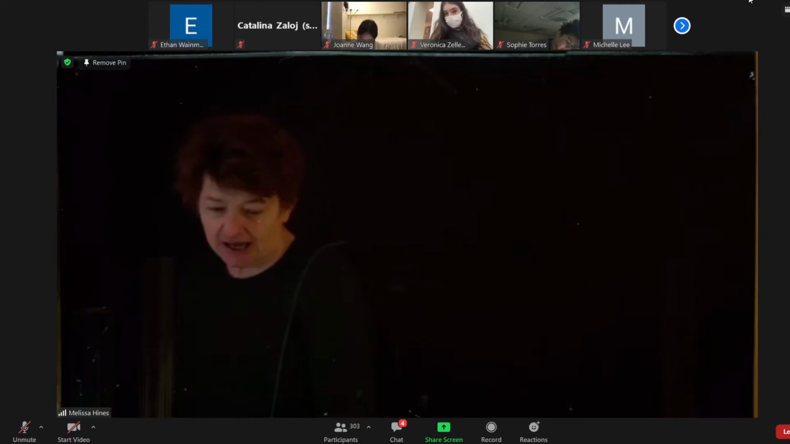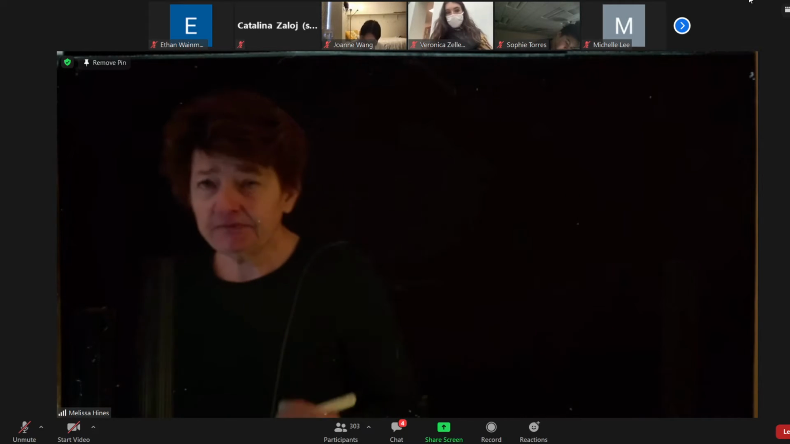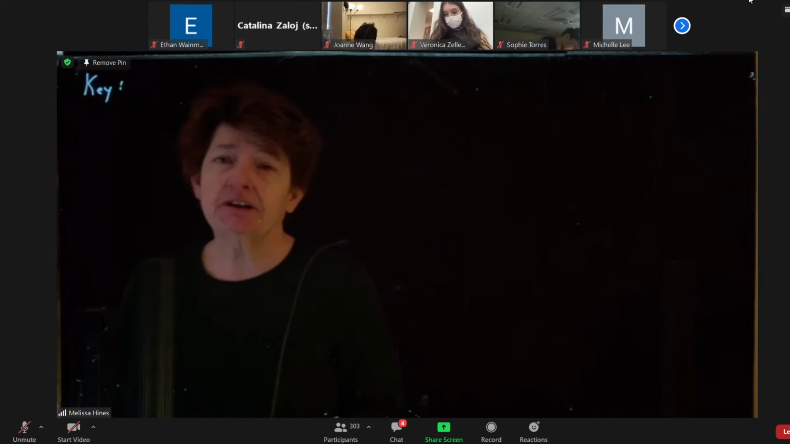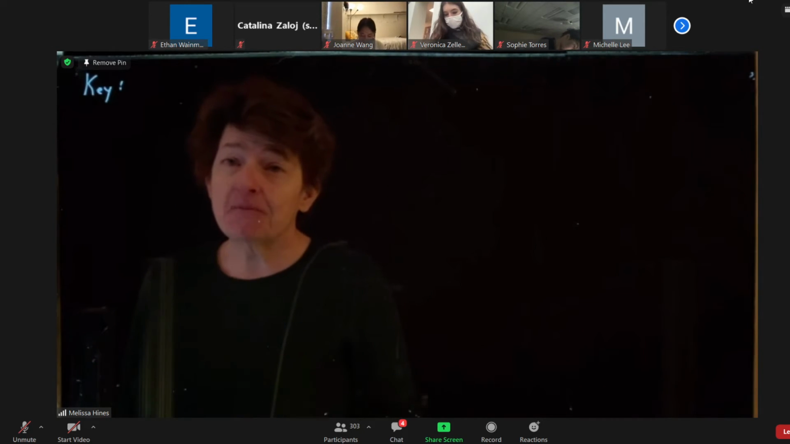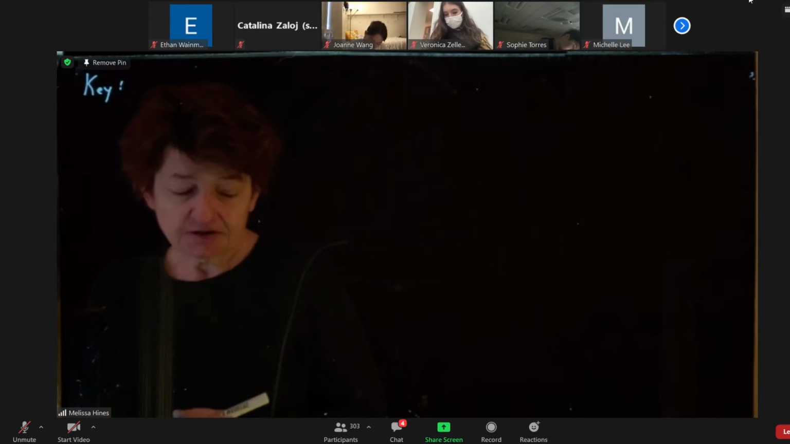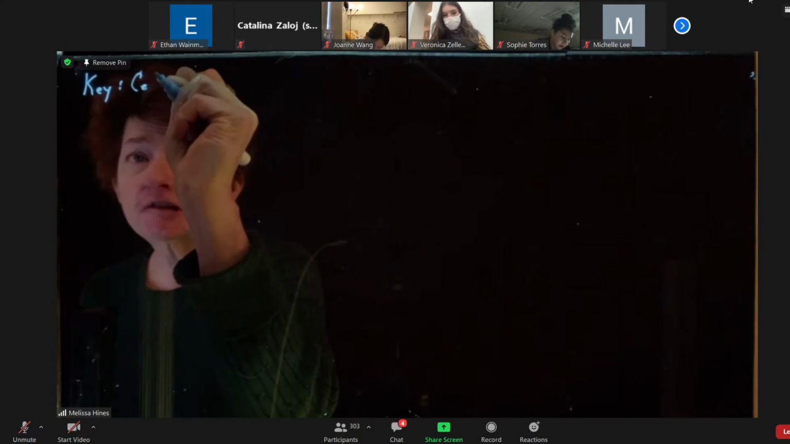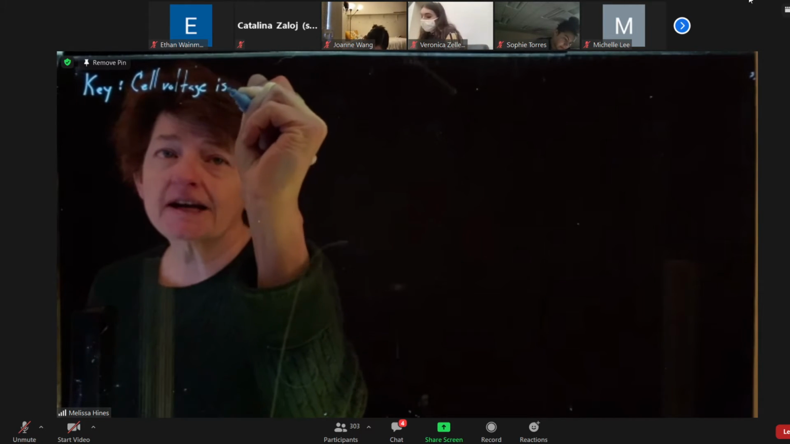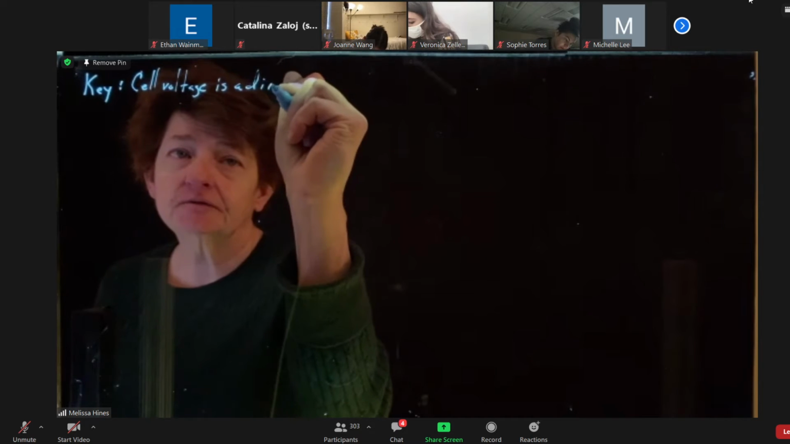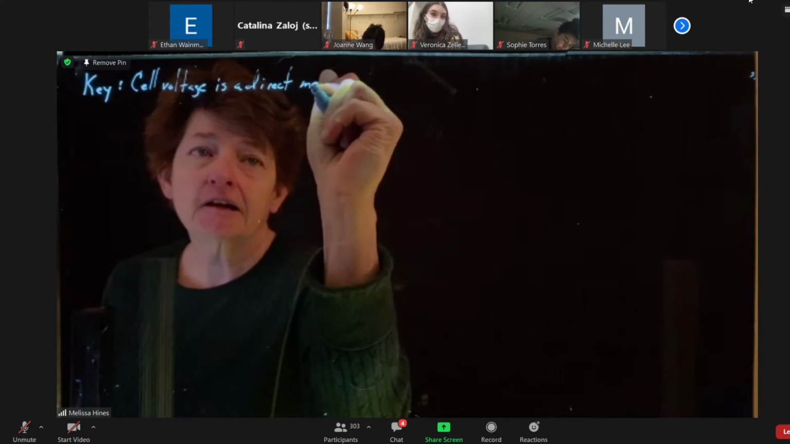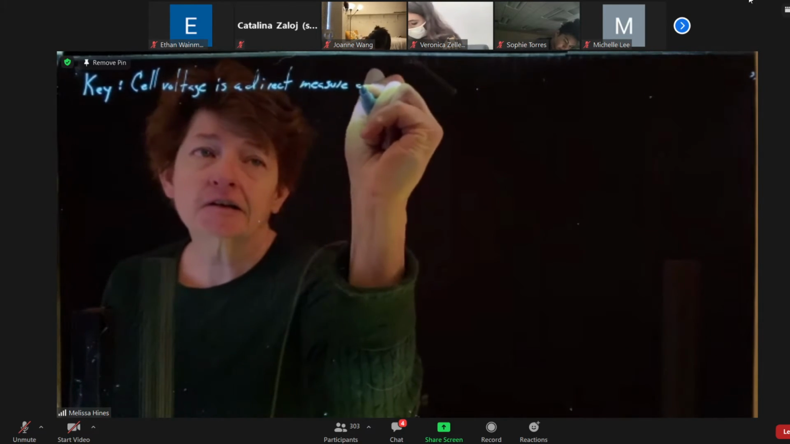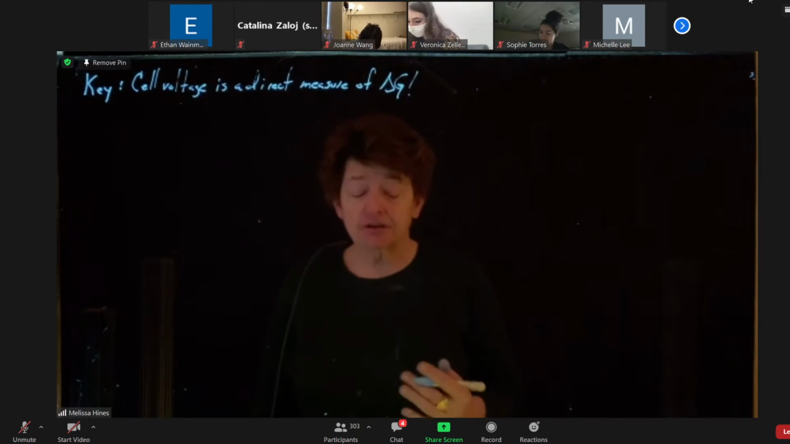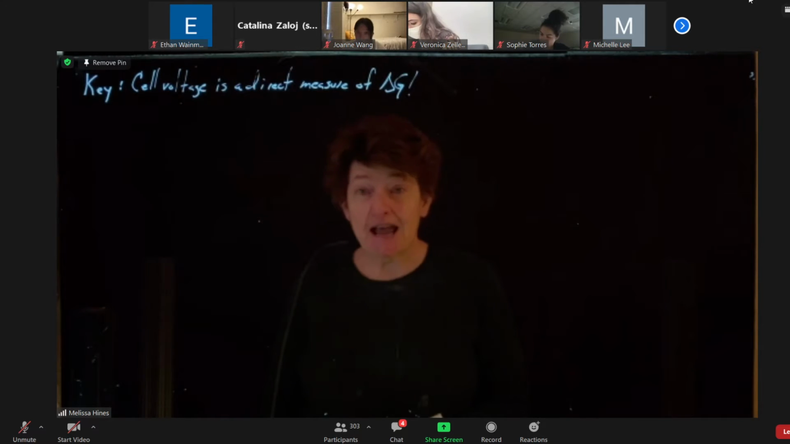Okay, so that's that. The key point of all of this is that this voltage that we are measuring, this cell voltage, is a measure of delta G. So our cell voltage is a direct measure of delta G. But now we have to learn how to convert from delta G to what we actually measure.